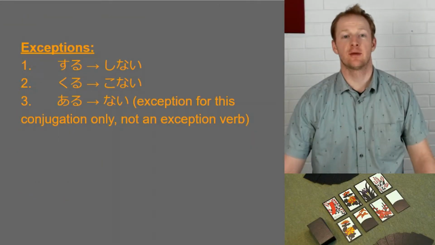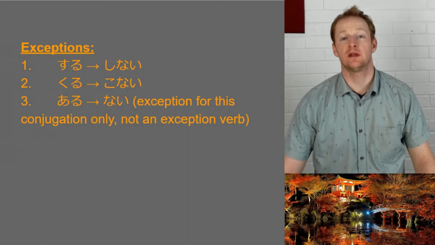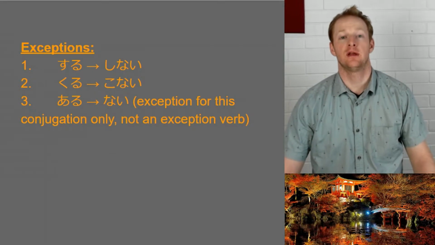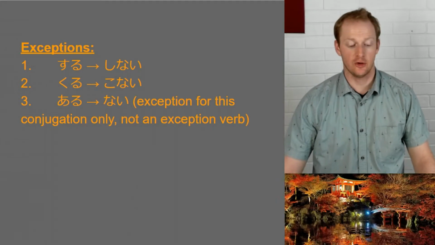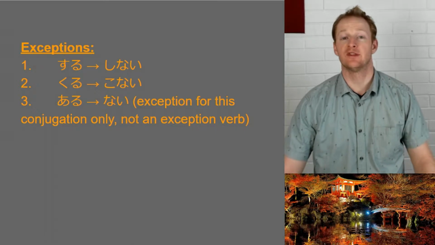Finally, we have our exception verbs, which are normally just suru and kuru, but as mentioned, we have aru as well for an example, just for the negative. This is an exception. So we have suru, and that becomes shinai. Kuru becomes konai, and aru just becomes nai.